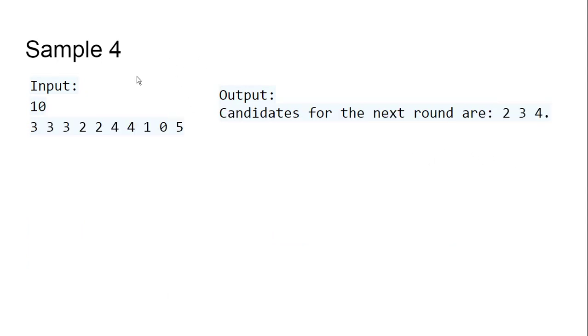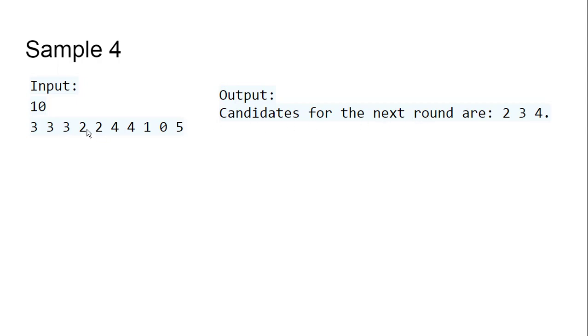So this is the last sample. We have 10 players, and this is what they voted for. Note that we have player 3 who received 3 votes, and he actually received the highest number of votes among all players. But that's not a majority. So therefore, he will go to the next round.